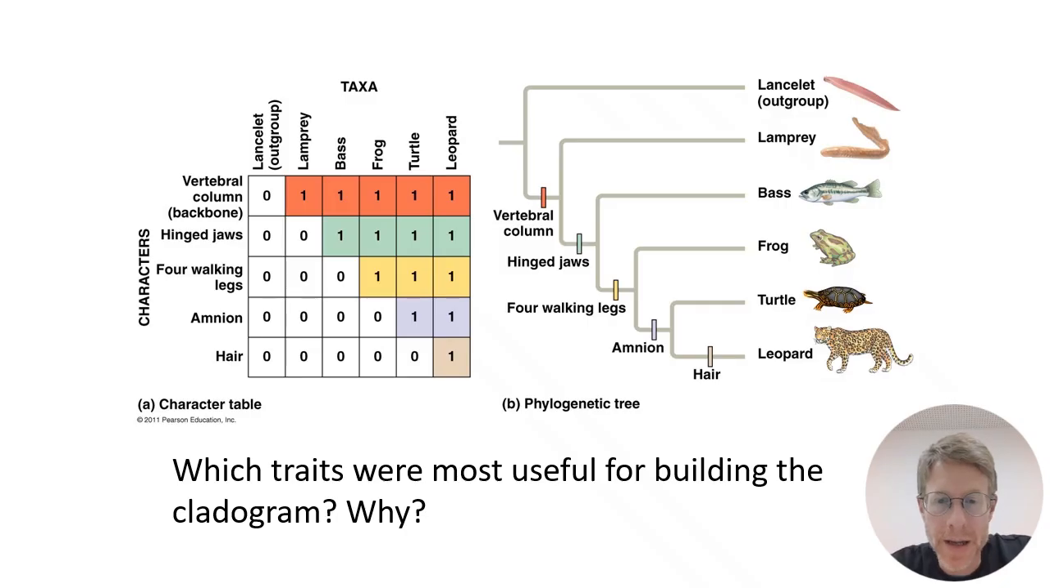And you can see the kinds of traits that are useful for making these cladograms are traits that are shared by some, but not all the organisms. If it's shared by all, it doesn't really help us decide how they should be organized. If it's a trait that none of them have, that doesn't help. But if it's shared by some of them, but not all of them, we can use those to make these cladograms.